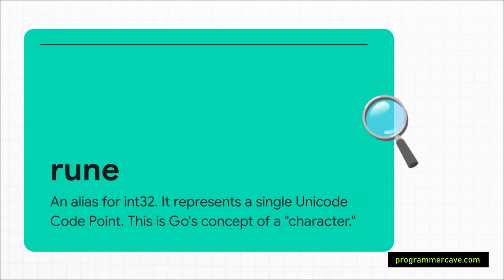Okay, so if a string is just a bunch of bytes, where do our characters come in? Well, that's where the rune enters the picture. A rune is just Go's special term for what you and I would call a character. Under the hood, it's just a number, an int32 to be exact, that represents a single Unicode code point. Think of it as a universal ID number for every single character, symbol, or emoji out there.